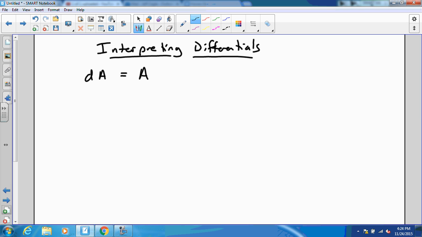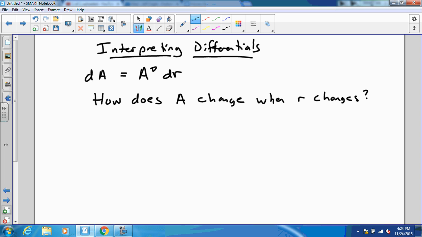The first way that we can interpret differentials is exactly as we did in the previous slides. We can interpret dA equals A prime times dr as the answer to the question, how does A change when r changes? And that is a picture of dynamic motion. We're going to change r in some way, and A is going to change as a result.